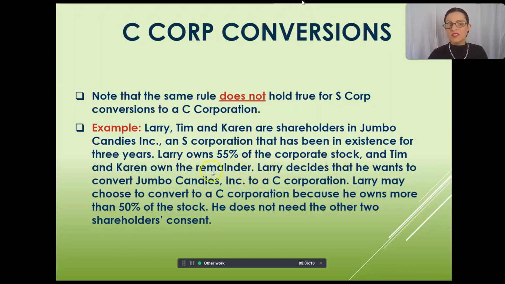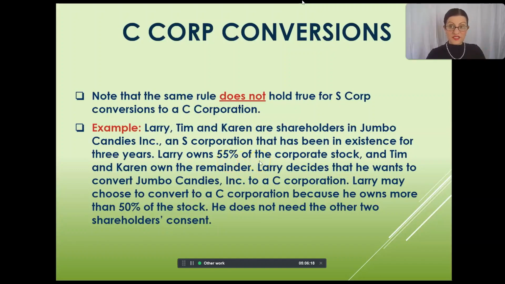Larry decides that he wants to convert Jumbo Candies, Inc. to a C corporation. Larry may choose to convert to a C corporation because he owns more than 50% of the stock. He does not need the other two shareholders' consent. So he can convert his corporation to a C corporation basically on his own. And he doesn't need the consent of the other two shareholders in order to do it because he owns more than 50% of the stock.